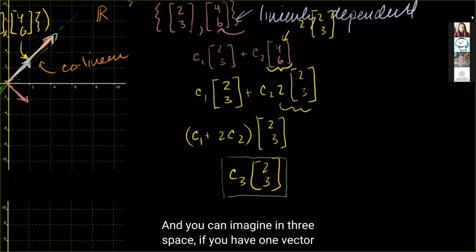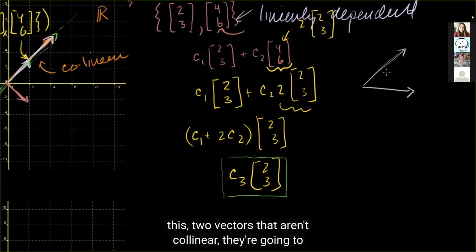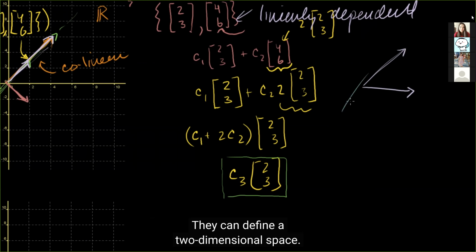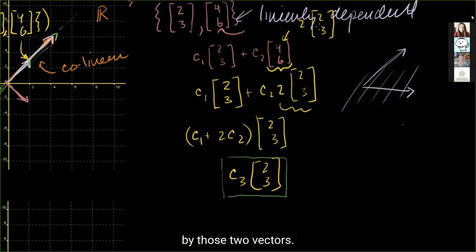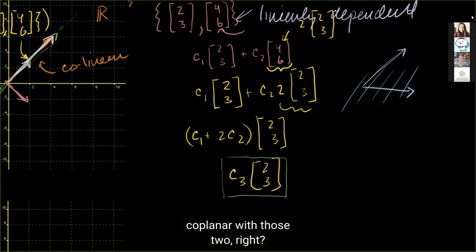And you can imagine in 3 space, if you have one vector that looks like this, and another vector that looks like this, two vectors that aren't collinear, they're going to define a kind of a two-dimensional space. Let's say that this is the plane defined by those two vectors. In order to define R3, a third vector in that set can't be coplanar with those two.